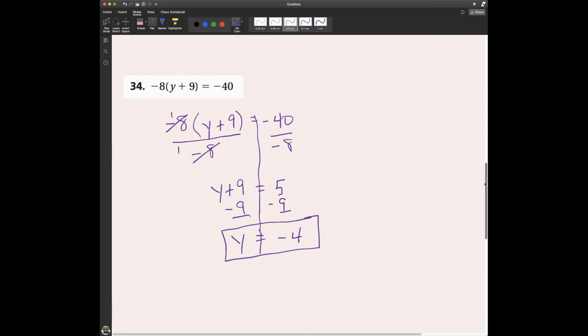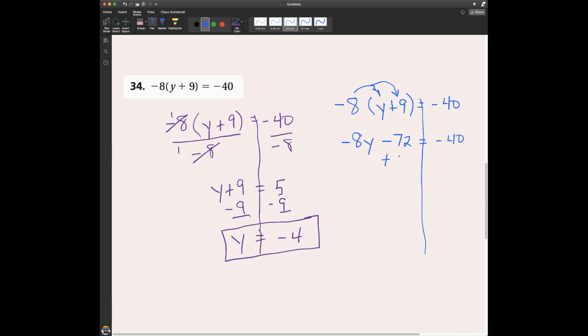And it works. You could have used the distributive property to solve this problem. So look at this real quick, just so you can see that, yes, you can use the distributive property if you're comfortable with that, and you'll get the same answer. So negative 8 times y is negative 8y. Negative 8 times positive 9 is negative 72. And that equals negative 40.